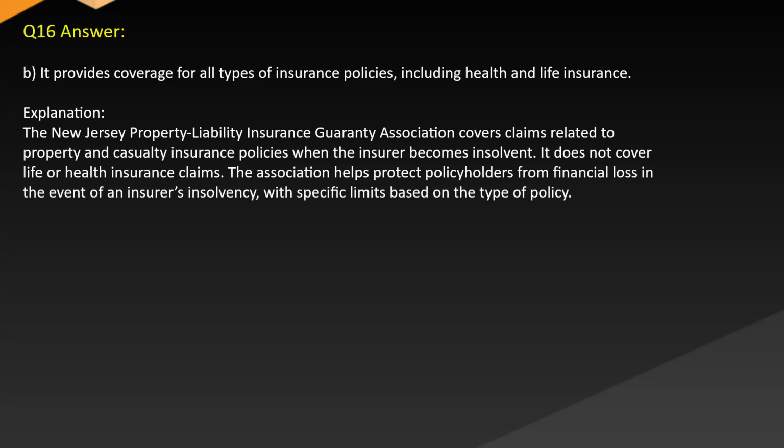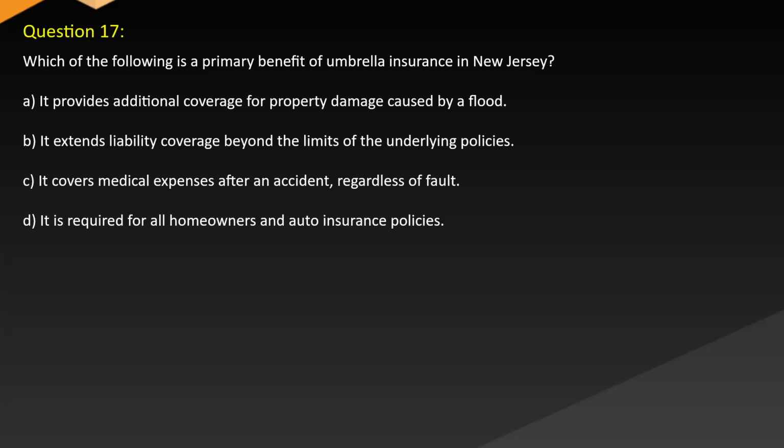Question 17. Which of the following is a primary benefit of umbrella insurance in New Jersey? A. It provides additional coverage for property damage caused by a flood. B. It extends liability coverage beyond the limits of the underlying policies. C. It covers medical expenses after an accident regardless of fault. D. It is required for all homeowners and auto insurance policies.